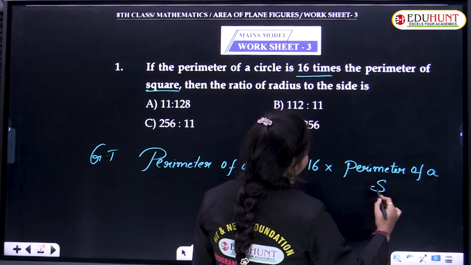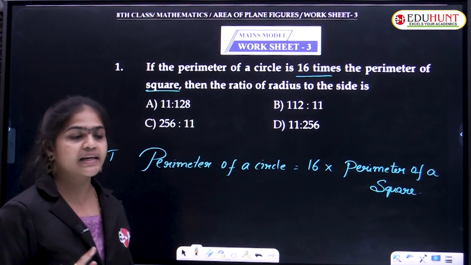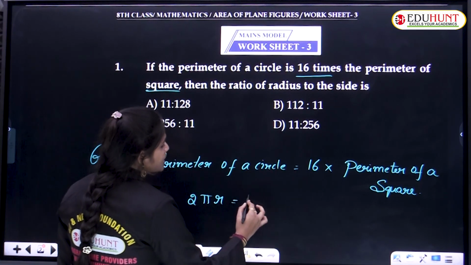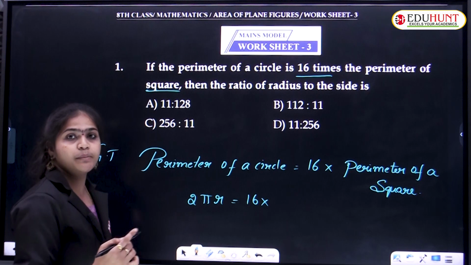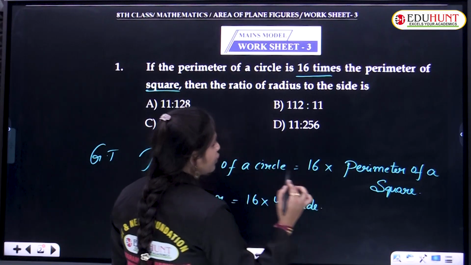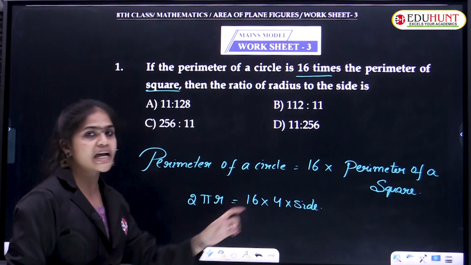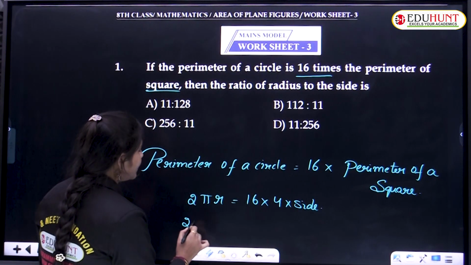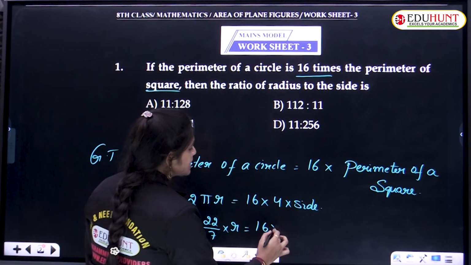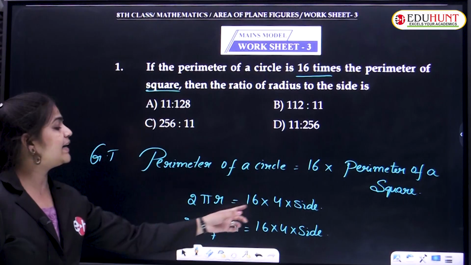What is the formula to find the perimeter of a circle? The perimeter of a circle is the circumference, which means 2 pi r, which is equal to 16 into the perimeter of a square. The perimeter of a square formula is 4 into side. We need to find the ratio of radius to side. Now 2 into pi, that is 22 by 7, into r, is equal to 16 into 4 into side.